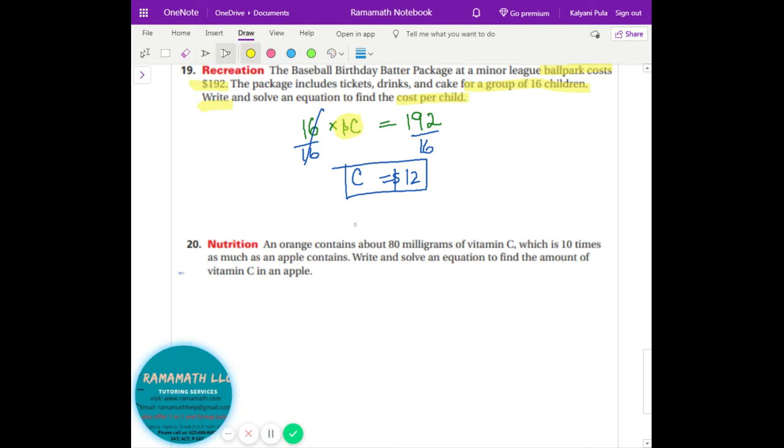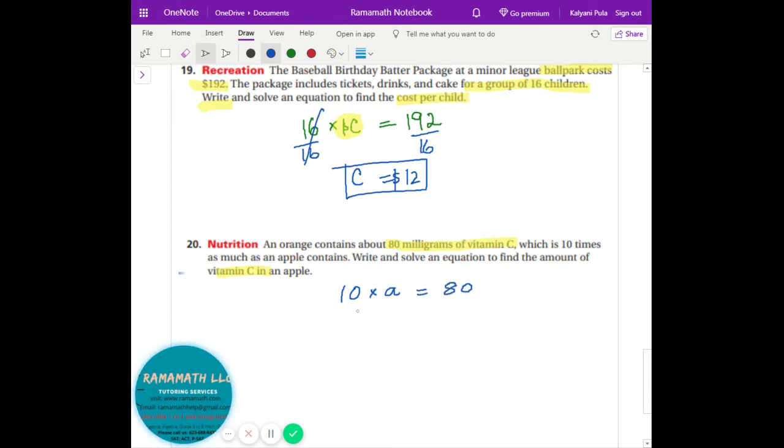In this one, an orange contains 80 milligrams of vitamin C, which is 10 times as much as an apple. So write an equation for the amount of vitamin C in the apple. Obviously, the orange has 80 milligrams, which is 10 times as much as the apple. So 10 times the apple's vitamin C is 80 milligrams.